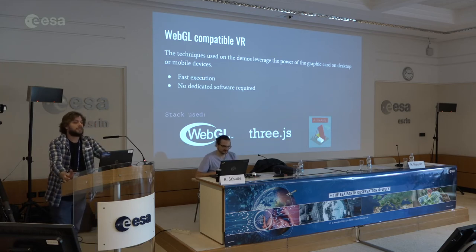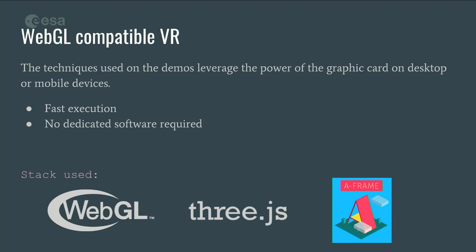The best part of this is that there is no hardware required. The devices required for accessing this type of visualization are already in most people's pockets. It's really fast because it's working directly with the GPU. It's working with a standard called WebGL. And these particular demos were developed using 3JS, which is a wrapper for WebGL, and using A-Frame, which is a wrapper for writing 3JS in a simpler manner.